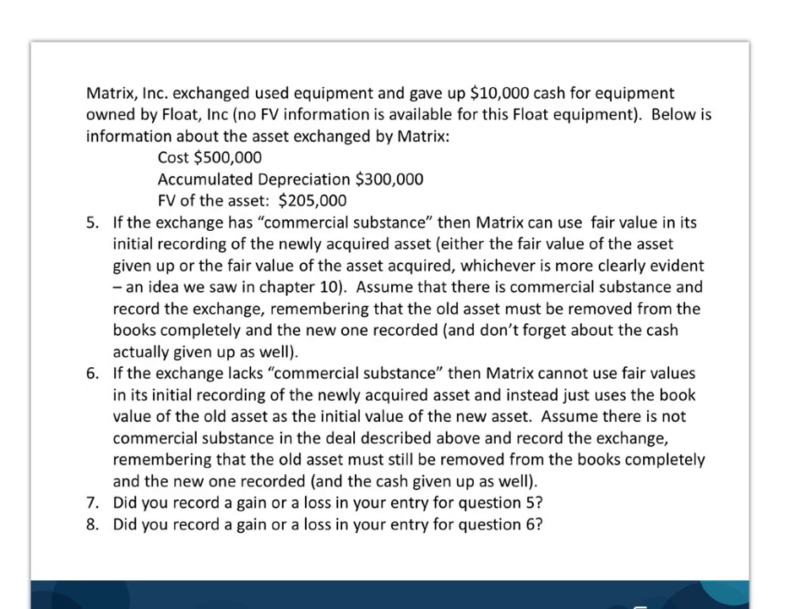So if the exchange has commercial substance, then Matrix gets to use the fair value in its calculation of that new asset's value. So if there's commercial substance, we get to use this information that there's a fair value of $205,000 when we're trying to value the new asset. So in number 5, they assume there is commercial substance and record the exchange. So that's where I'm asking you for a journal entry.